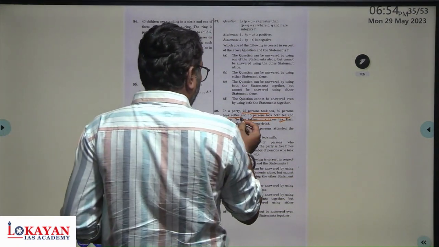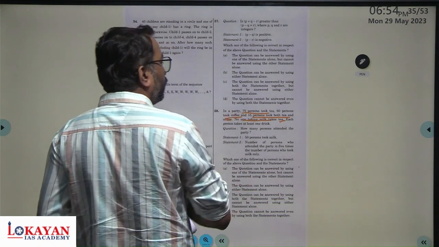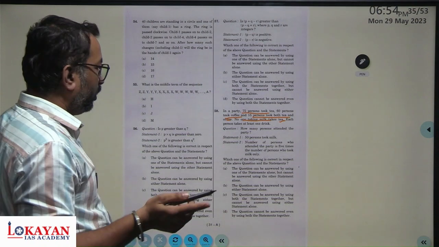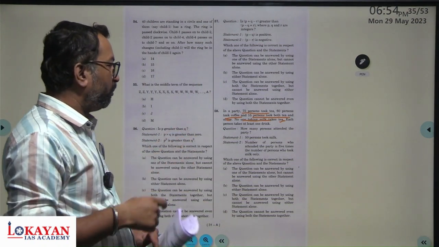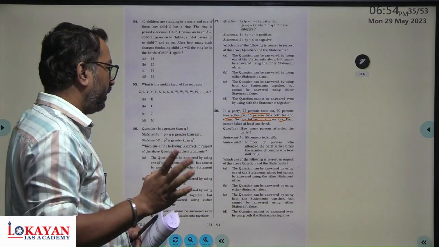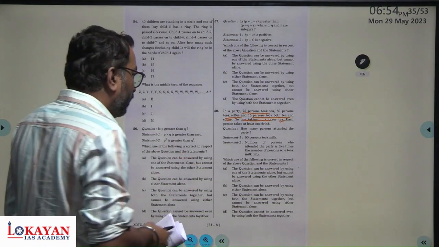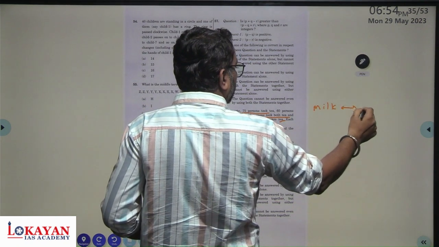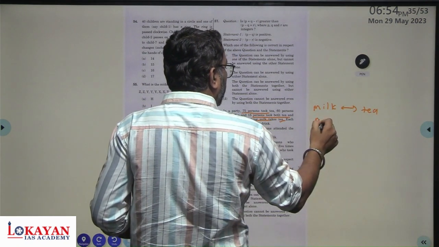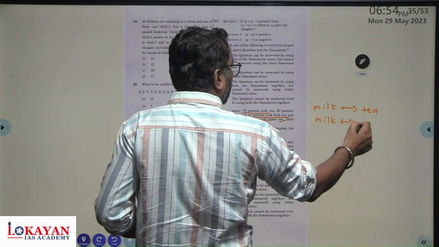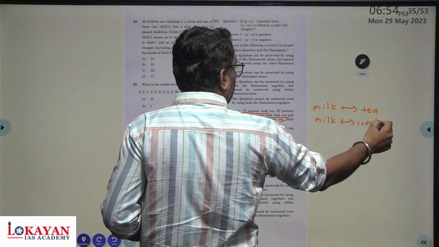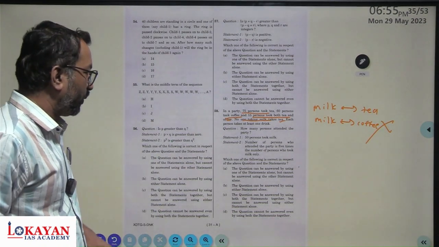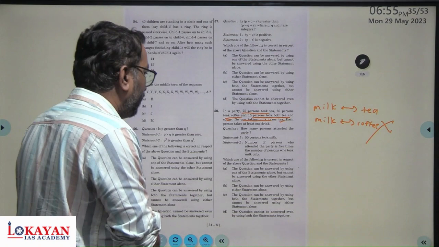We know that 75 persons took tea, 60 persons took coffee, and 15 persons took both tea and coffee. No one taking milk takes tea. Those who consume milk are not consuming tea. The relation between milk and tea is given, but is it given between milk and coffee? Coffee is not given. We don't know how many of them take milk as well as coffee. Let's check the question. How many persons attended the party?